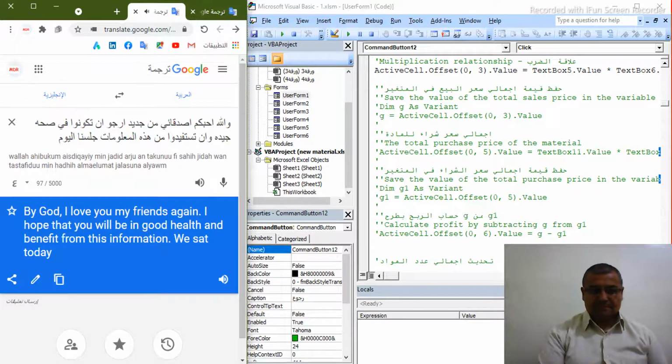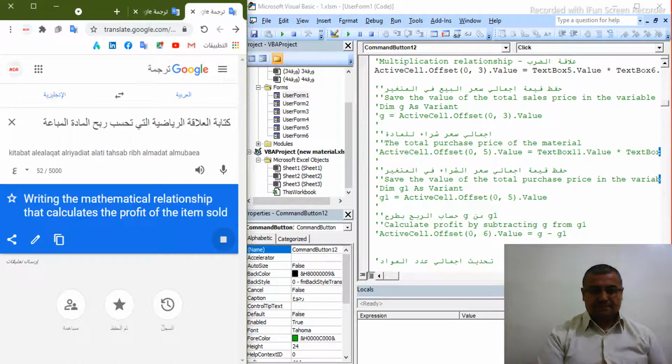Our lesson today is writing the mathematical relationship that calculates the profit of the items sold.